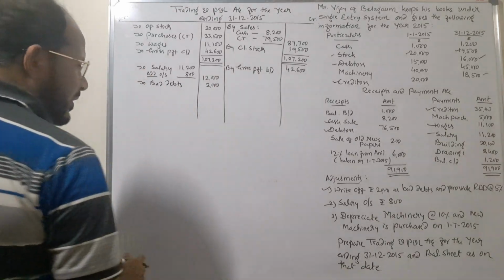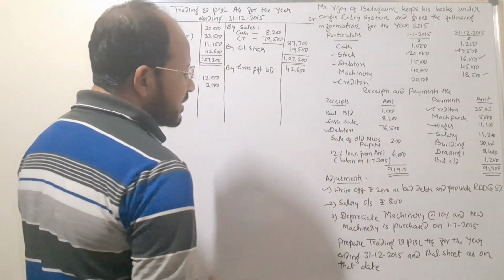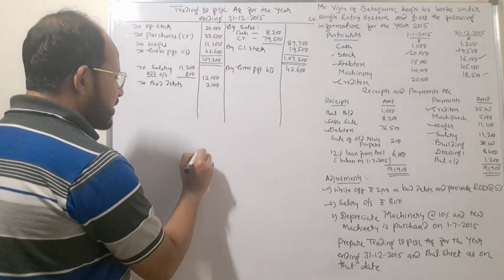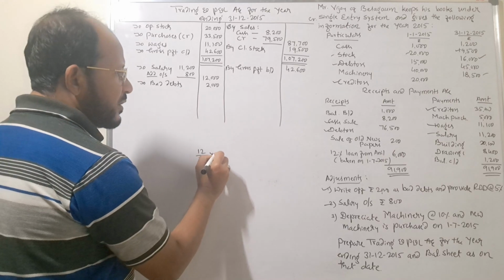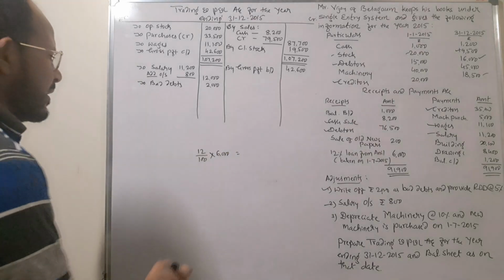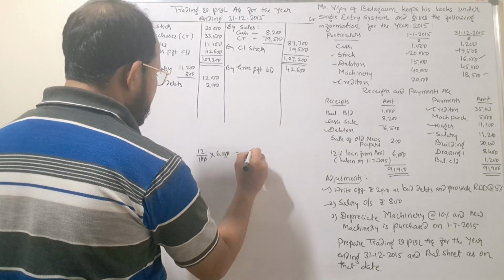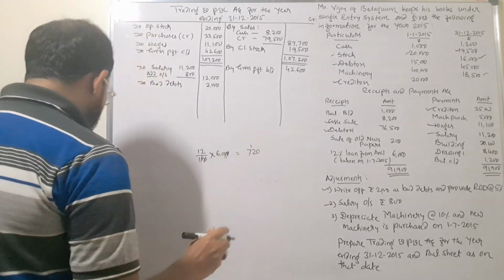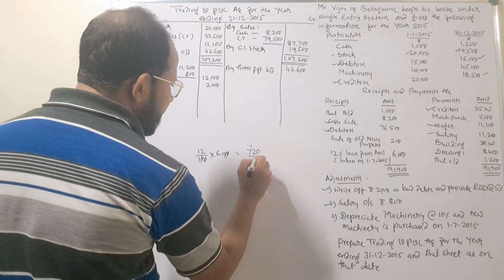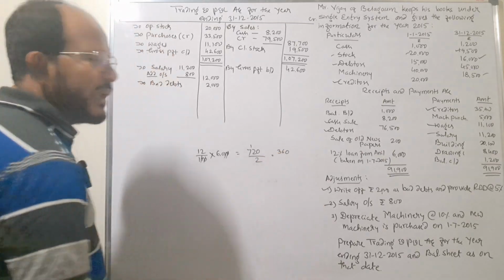Then after that, you have to calculate outstanding interest on loan. Just see, a 12% loan is there. 12% on 6,000. How much does it come to? We have to calculate 12% of rupees 6,000. This is the interest for 1 year. It comes to 720 rupees. Therefore, half of this, because we have to calculate only for 6 months, comes to rupees 360.